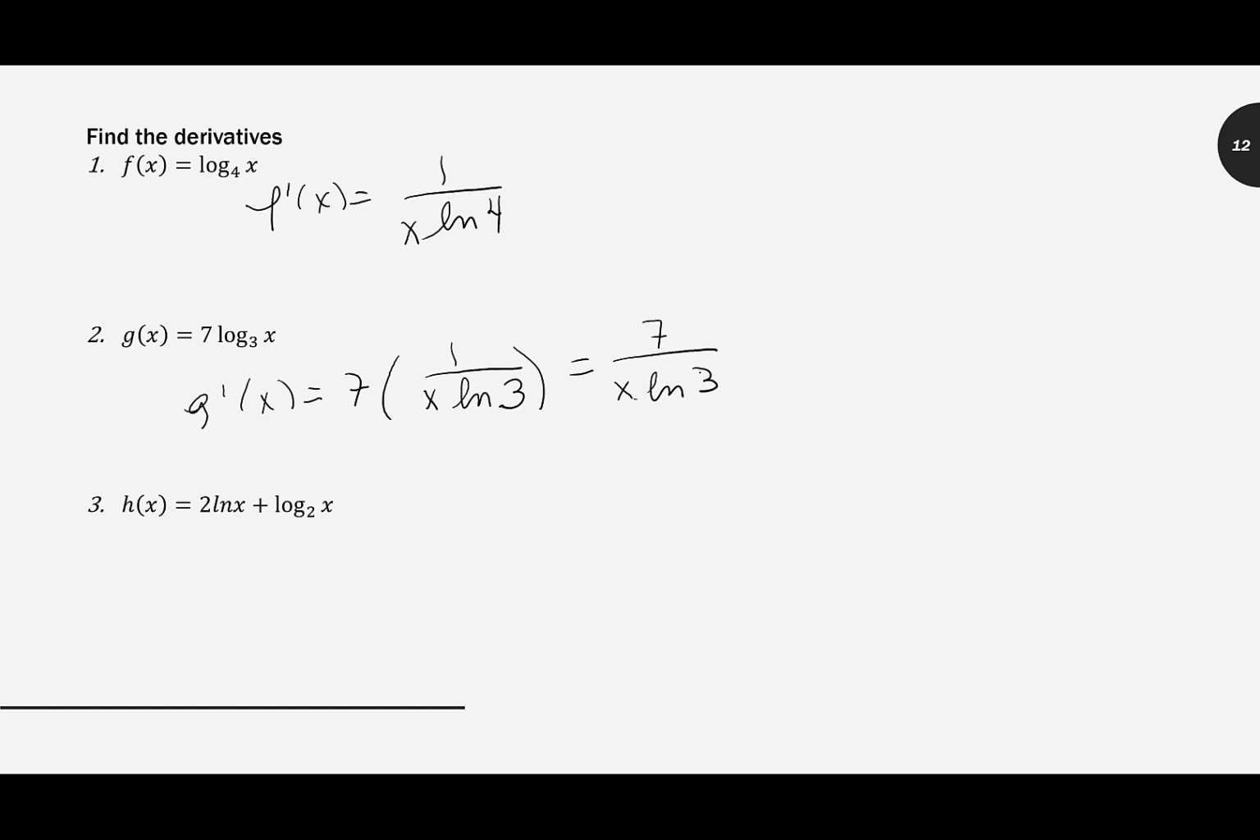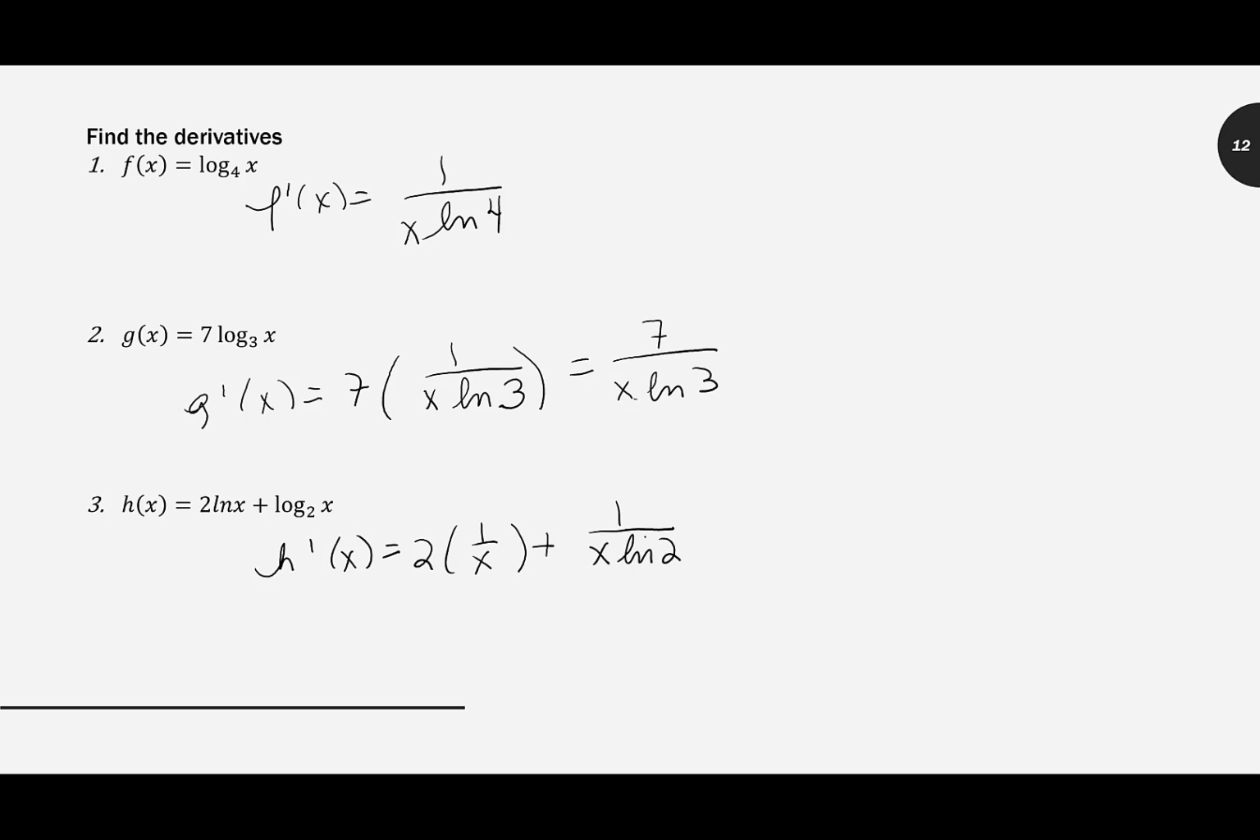H of x, I have two things. I have 2 times the natural log of x plus the log base 2 of x. Let's start with the 2 natural log of x. Keep the 2. Natural log of x, the derivative is 1 over x. For the log base 2, I have 1 over, I put an x in the bottom, and then the natural log of 2.